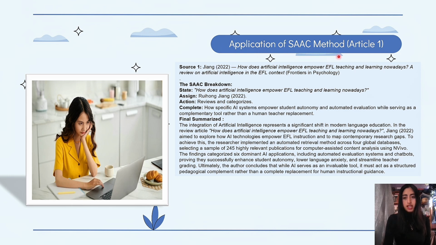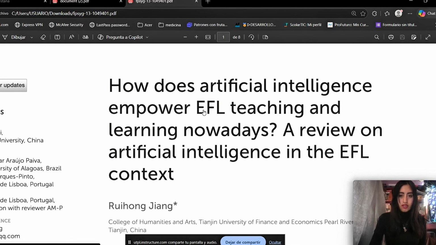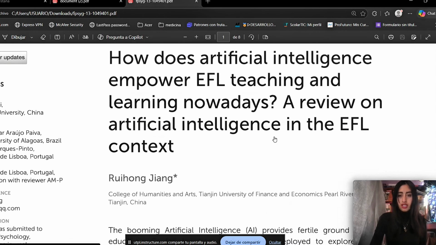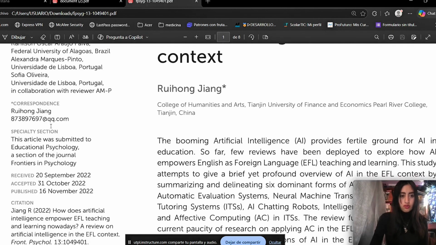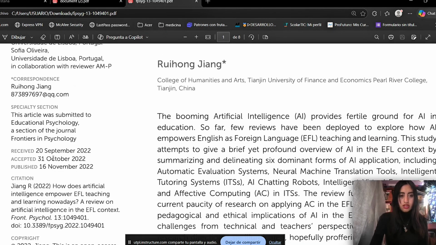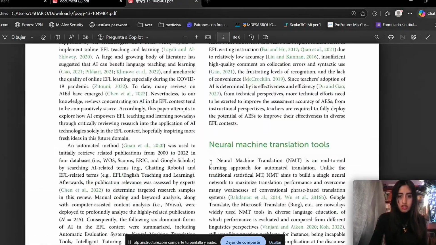The example for the SAG method, Article 1, uses Jiang 2022, who wrote the article "How Does Artificial Intelligence Empower EFL Teaching and Learning? A Systematic Review of Artificial Intelligence in EFL Context," Frontiers in Psychology. I share the document. Okay, this is the first article. It has the author, the year, the citation, and all the information for this article.